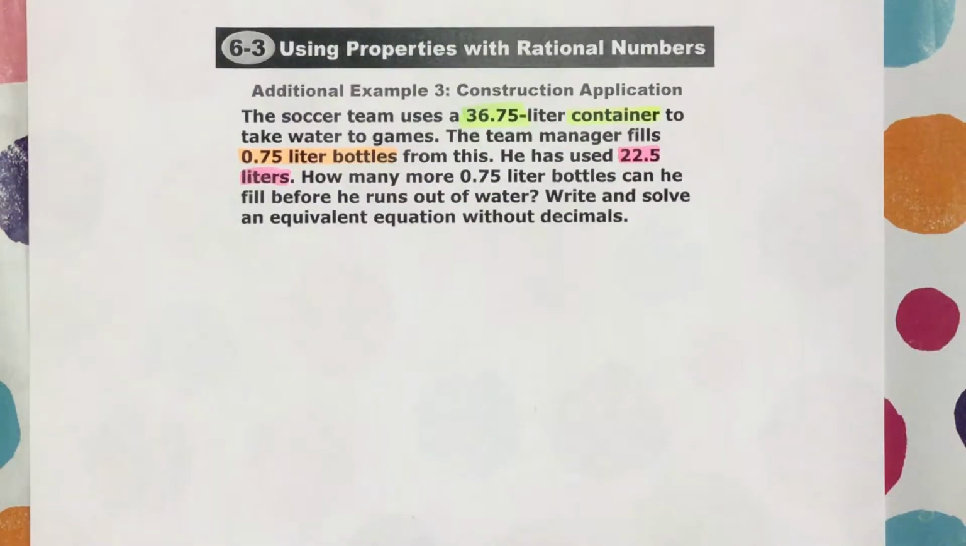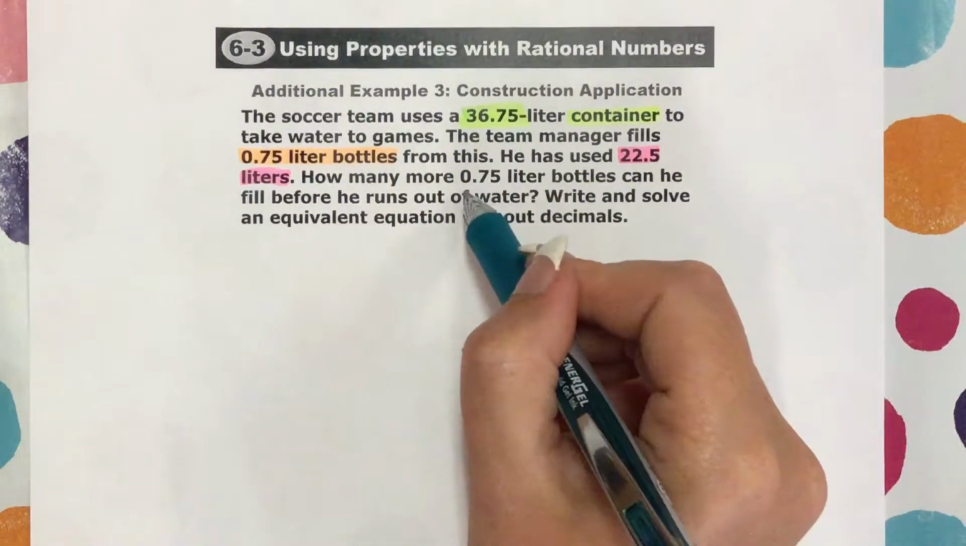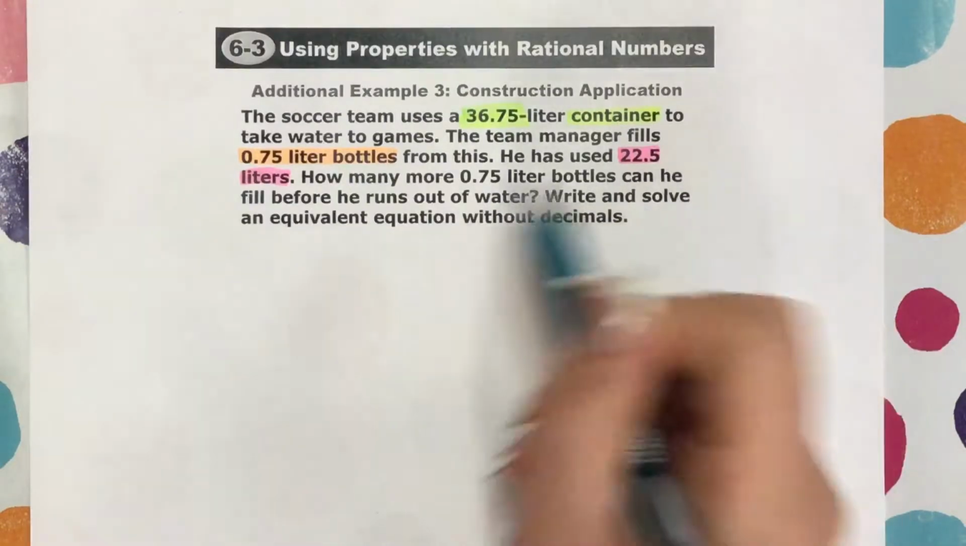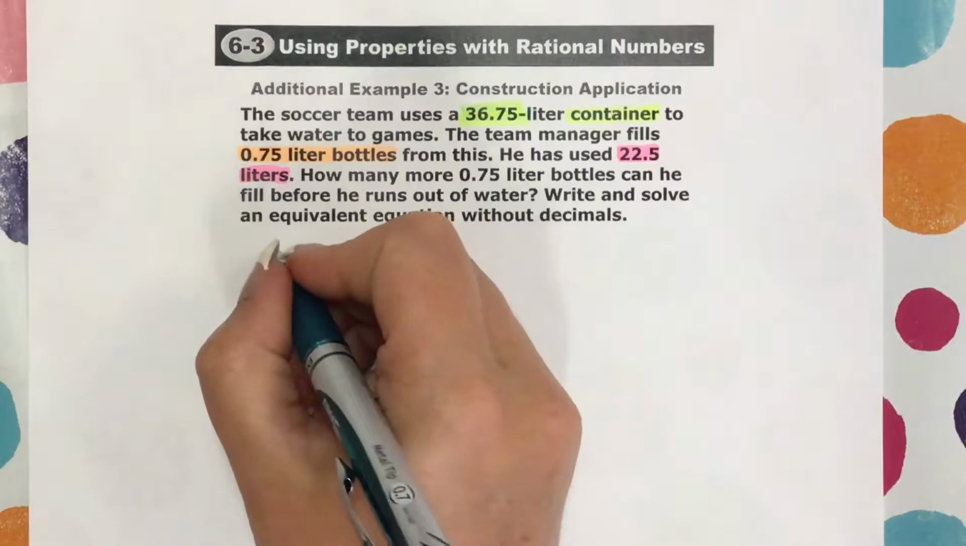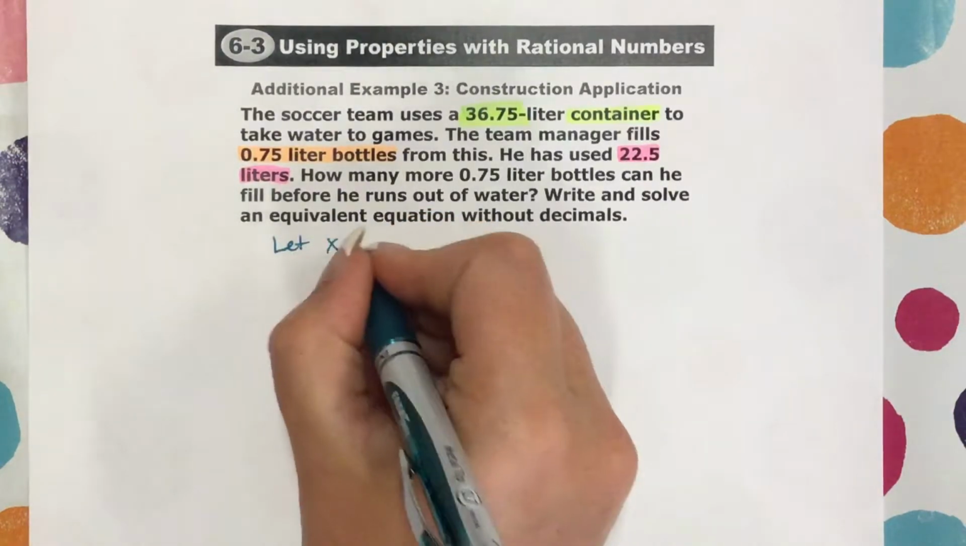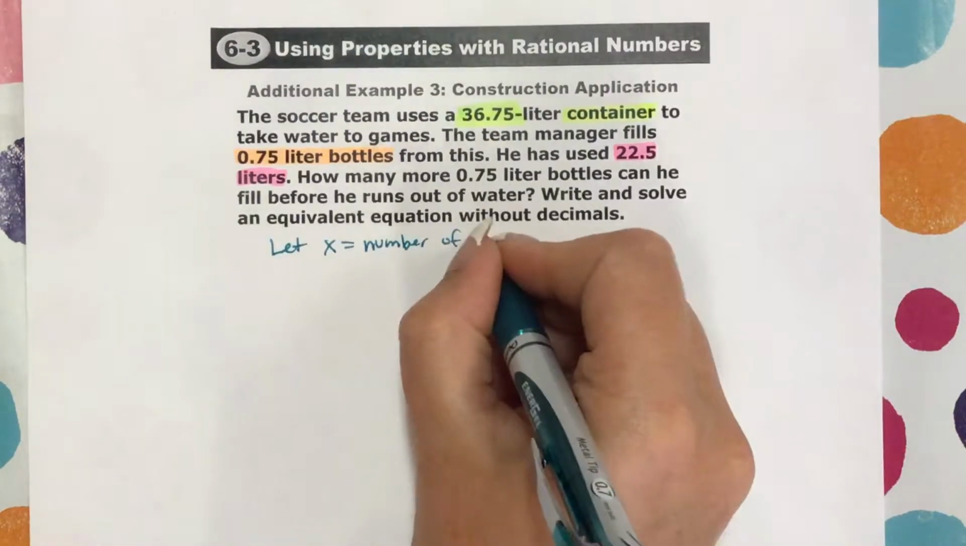So first, we're going to set up an equation. The thing that we need to know is, what do we not know? And it's usually found in the question. How many more 0.75 liter bottles can he fill? So it's really how many more bottles. So we're going to let X equal the number of bottles.